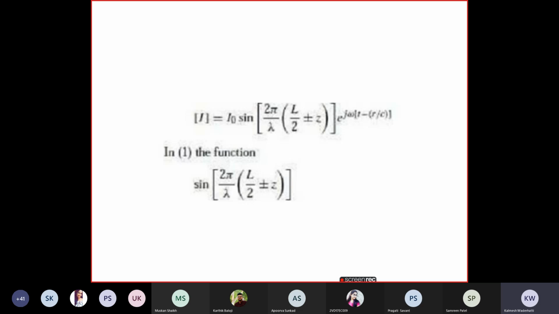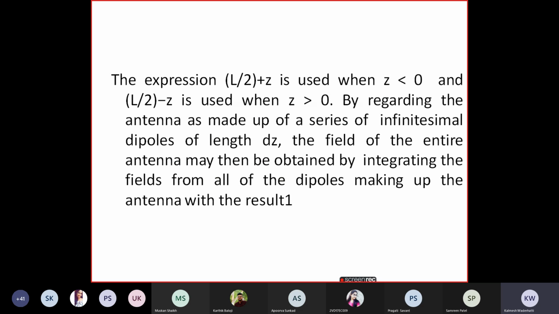That is in space. Just remember this current distribution. That current distribution will be sinusoidal, which is equal to I naught sine of 2 pi by lambda in brackets, L by 2 plus or minus Z, multiplied by e raised to j omega t minus r by c. As r is increasing, the distribution will be reducing; the field value will be reducing. Just remember these two equations, or note them down. We will be calculating the field equations.